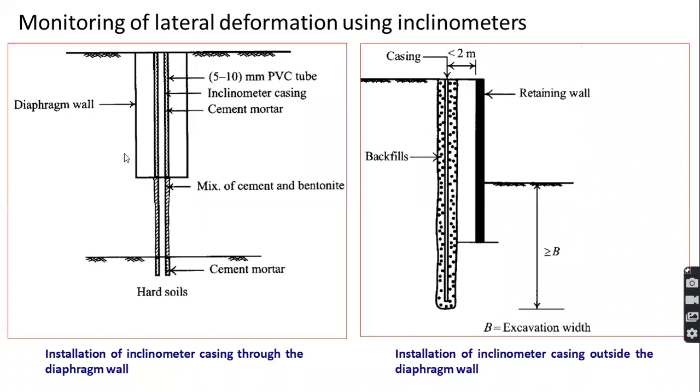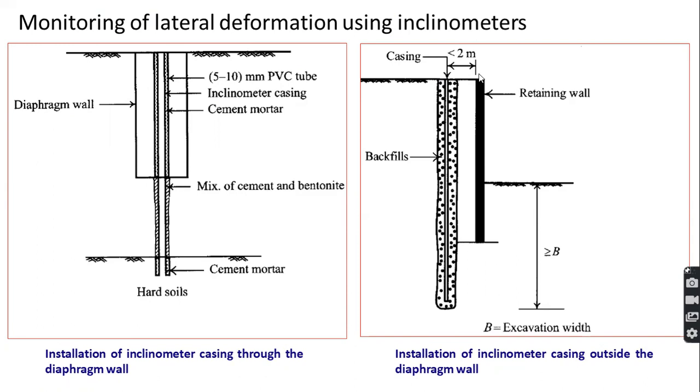The inclinometers can be installed either through the wall or outside the wall, and it is recommended to fix them to some fixed point like the rock or a very hard strata. If hard strata is not available up to a significant depth, you have to go up to a depth where no lateral deformation is expected, and from there you have to terminate the inclinometer.